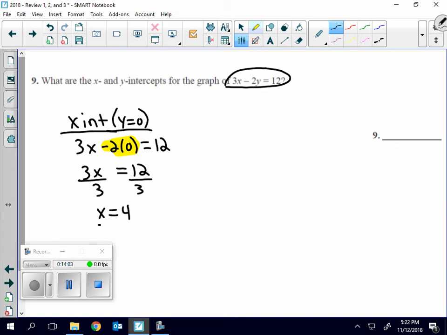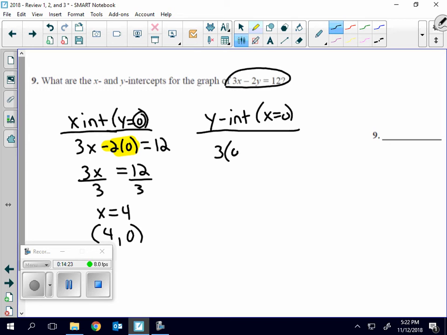And we write that as an ordered pair. The x is 4, the y is 0. All right, let's find the y-intercept. The y-intercept is when x is 0. So if x is 0, I'm going to rewrite this again up here. It's 3 times x, which would be 0 in this case, minus 2y equals 12. This time this goes away.